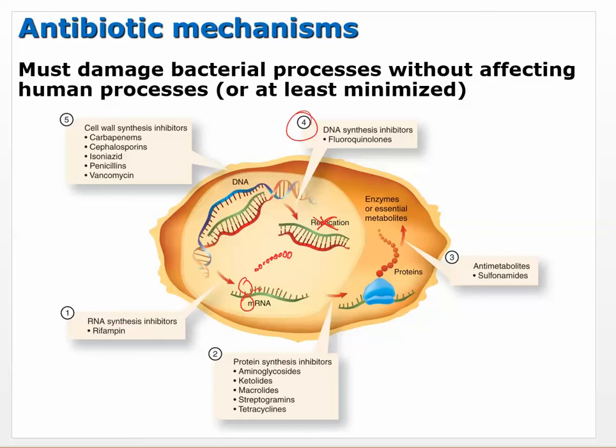Protein synthesis inhibitor, well, what are we doing with the mRNA? The purpose of the mRNA is to make proteins that the bacteria can use. So what if we blocked the ribosomes and we said, no ribosomes, you can't bind to the mRNA, or you can't move along that mRNA? If that's the case, then you're not going to have any proteins. So that would be a protein synthesis inhibitor.